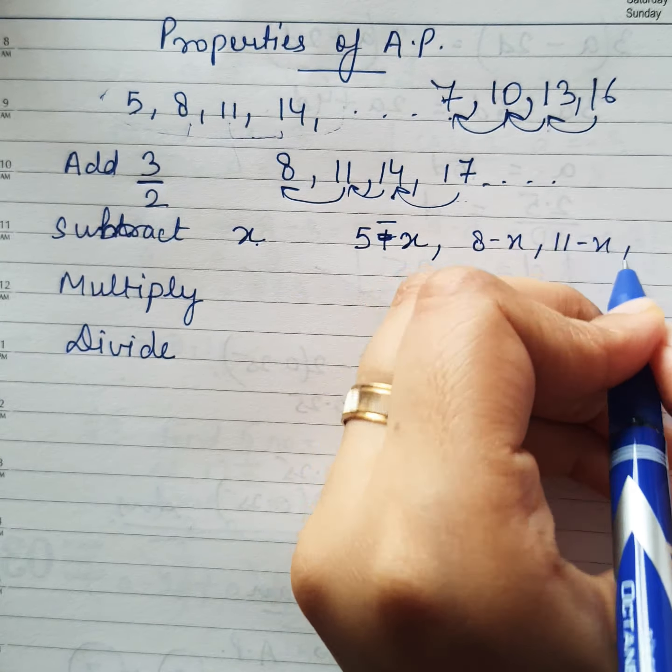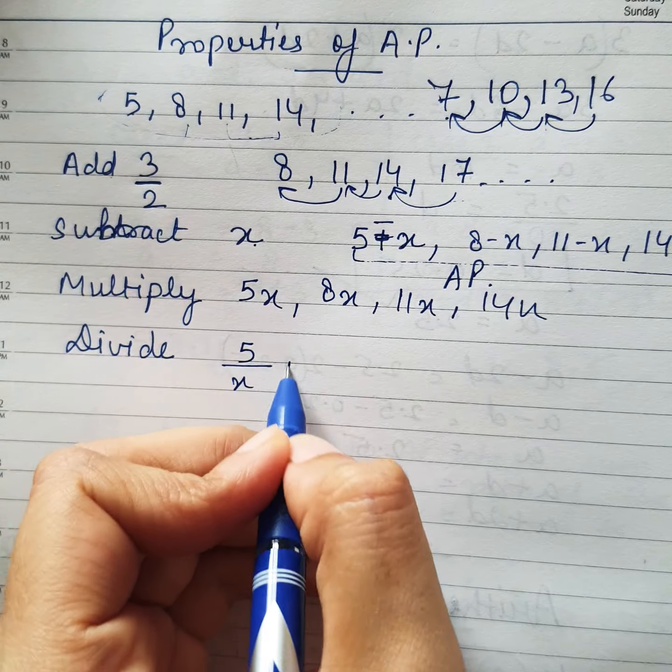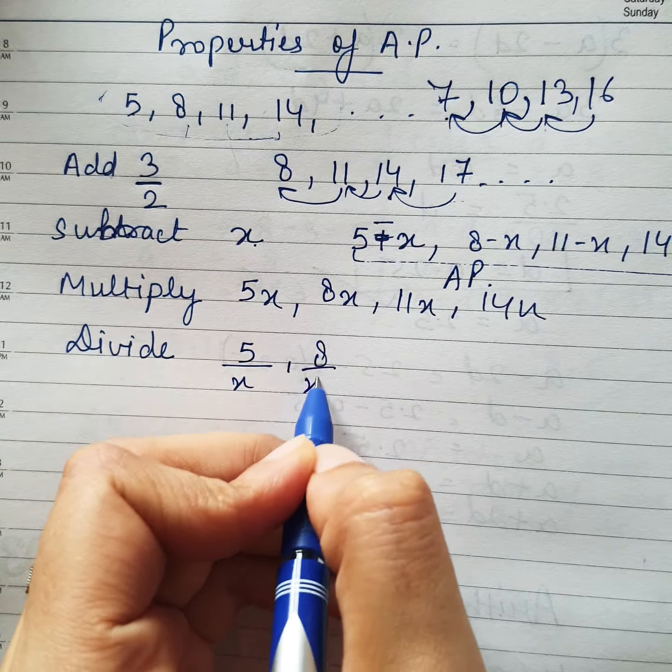In the same way, if you multiply with the same identical number, the resulting sequence will be in AP, and even if you divide with the same identical number, the resulting series will be in AP for sure. These are the properties of AP. Whether you are adding, subtracting, multiplying or dividing with the same number, the resulting series or sequence will also be in AP. So here is the end of the topic. So I am ending over here.